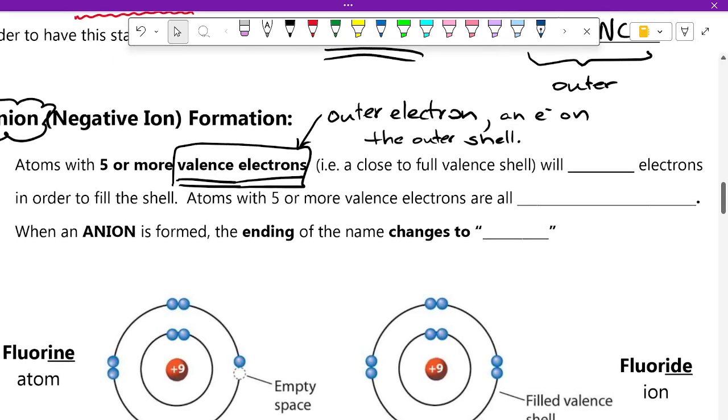So we've got 5 or more valence electrons. That's our outer shell. So a close to full valence shell, those will gain electrons. And it turns out, and this is something that you've probably forgotten, but that's okay, atoms with 5 or more valence electrons are all non-metals. That was before spring break, non-metals.